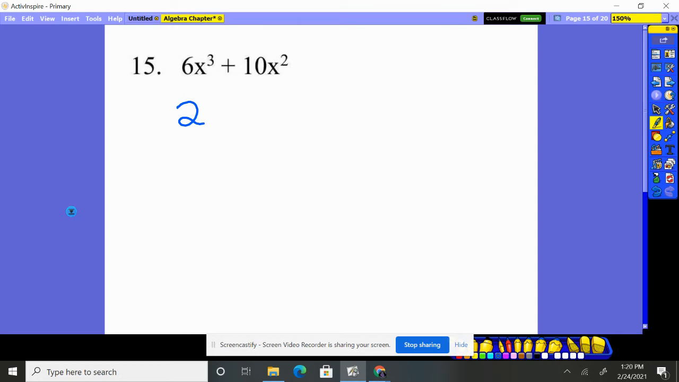Now, he has x, x, x. He has 3 of them. He has 2 of them. So x squared is the most that can be pulled out. So now we say, okay, 2x squared times what gives me back 6x cubed?